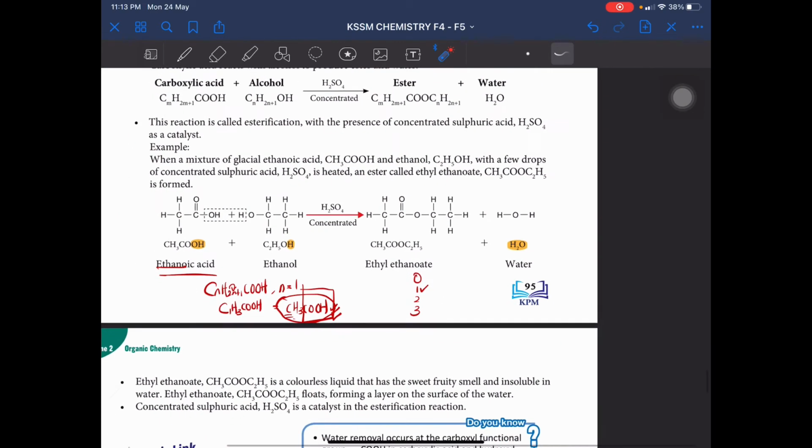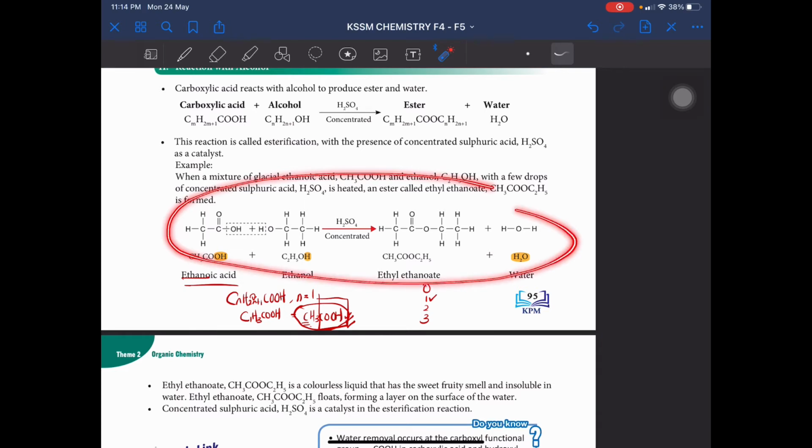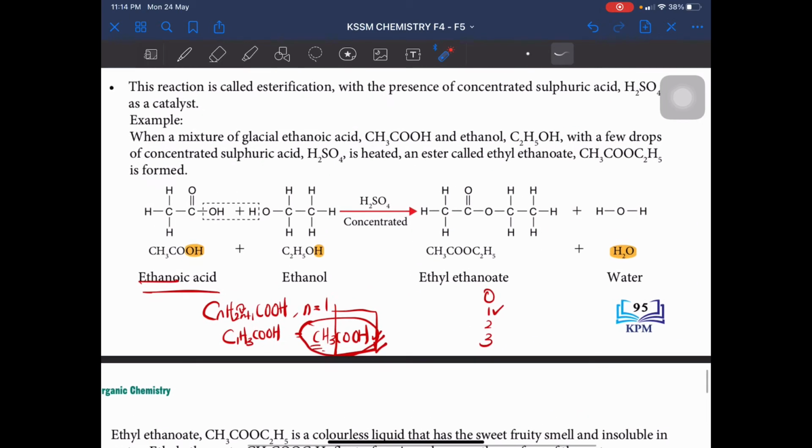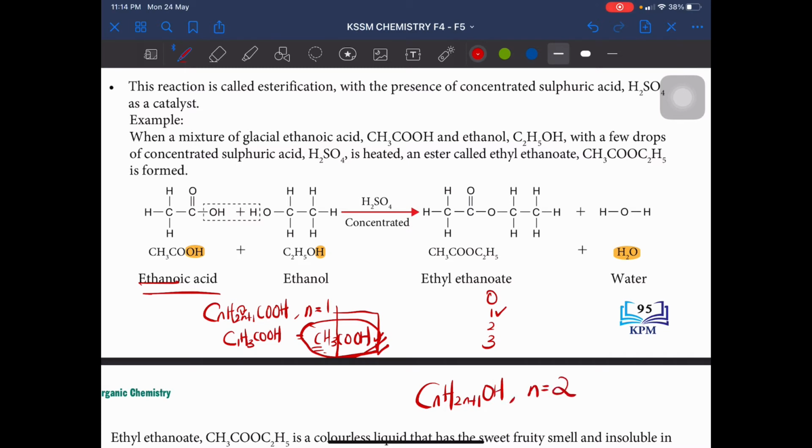Always, if you want to find apa produk untuk esterification, apa hasil when alcohol reacts with carboxylic acid, you must draw. Permulaan lah. Okay? To familiarize yourself, mesti lukis. Lebih senang untuk faham. So after you draw the structural formula for ethanoic acid, you draw the ethanol. This ethanol, I hope you still remember, ethanol C2H5OH. Dari mana ini datang? Daripada CnH2n+1OH, n sama dengan 2. Because alcohol punya member pertama is 1, member kedua is 2, member kedua is ethanol. So ganti saja C2H5OH, 2 kali 2 4, 4 tambah 1 5.